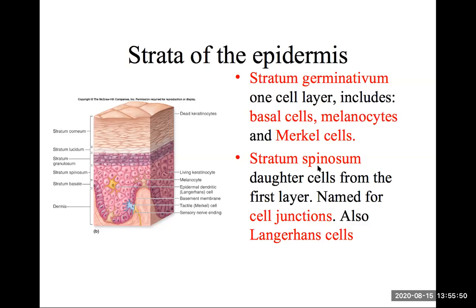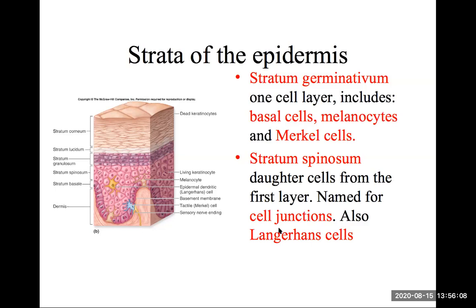It's named because when people first looked at it under a microscope, it looked spiny, had a little spiky look to it. And it turns out this spiky look is due to the cell junctions. Remember, these are the connections formed between neighboring cells.